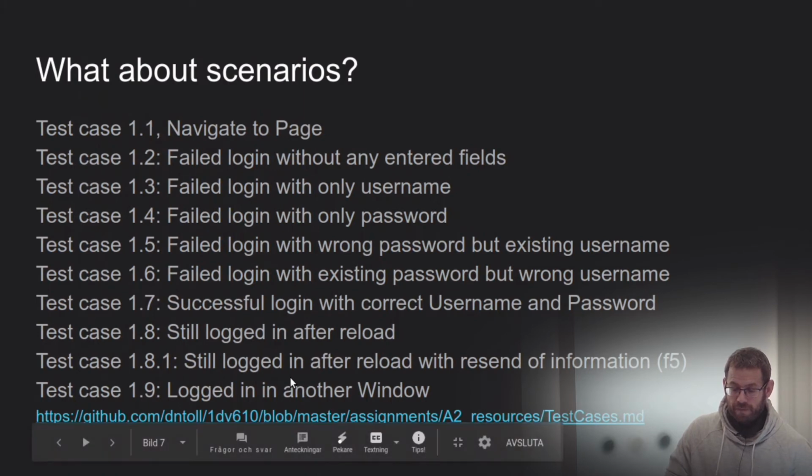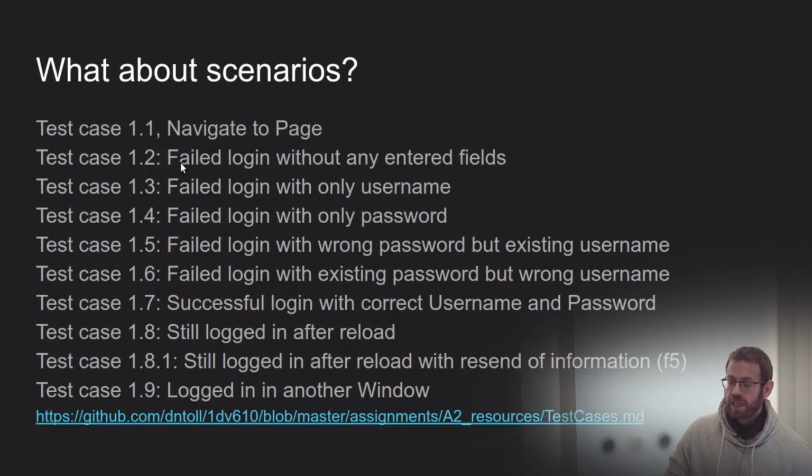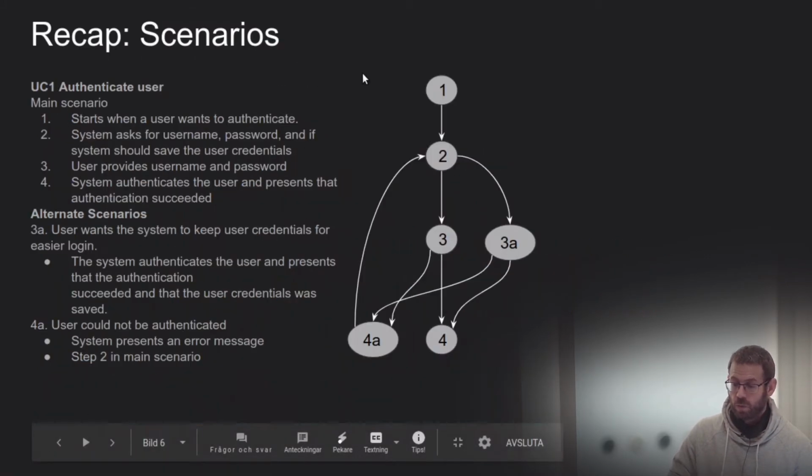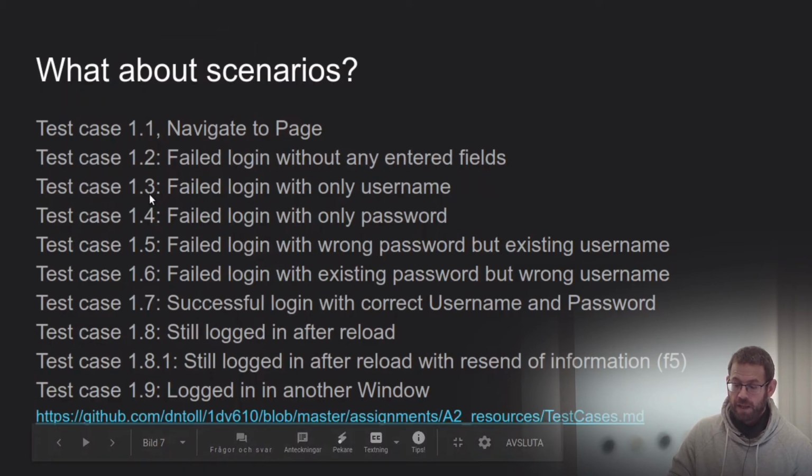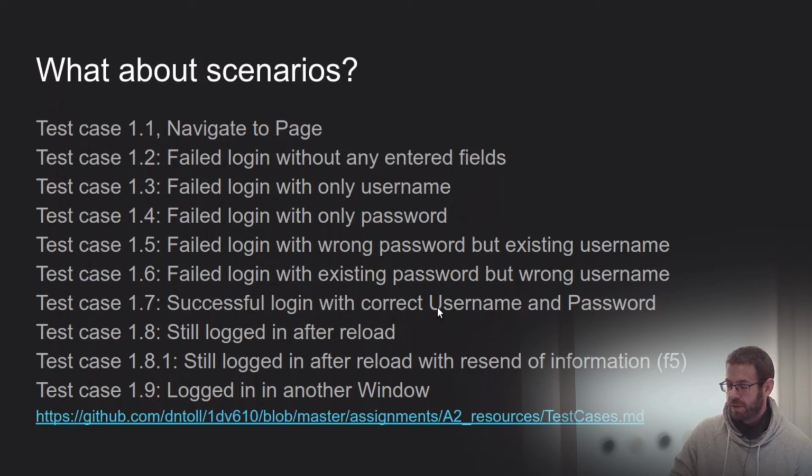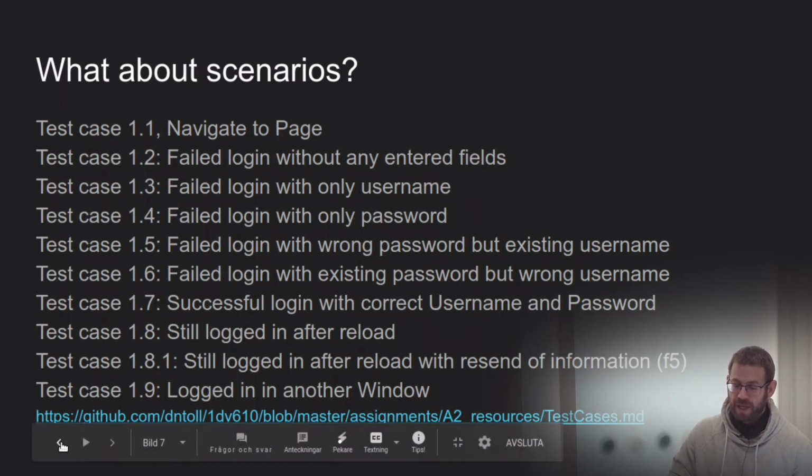So here we have the test cases related to use case 1 in my example. We had the first one, navigate to page, failed login without entering any fields, which is more or less just steps 1 and 2, and not the other parts, because we don't interact further. Then we have fail login with only username, fail login with only password, and so on. And then we have test case 1.7, which is successful login with correct username and password. And that is the main success scenario.